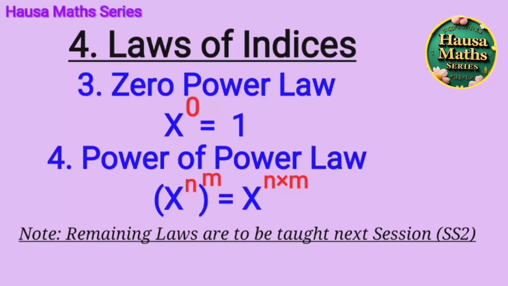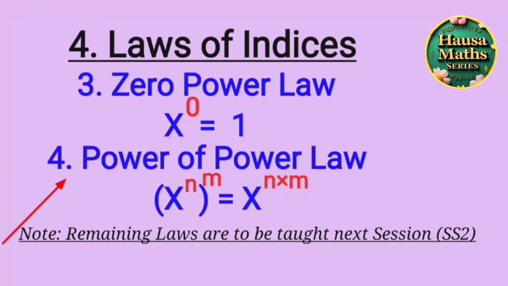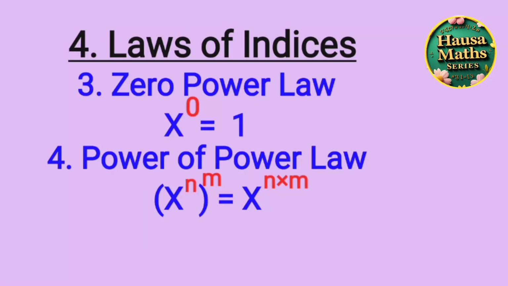Number 4 is the power of power law. This is a power that has a power: x raised to power n, all raised to power m. If we have this situation, we multiply the powers, so it is going to be x raised to power n times m. So that is rule number 4.